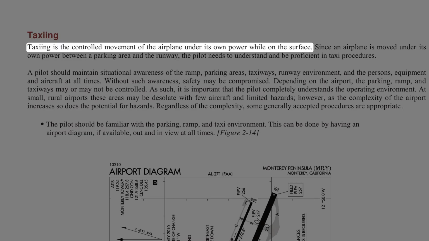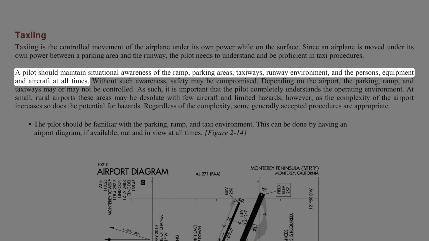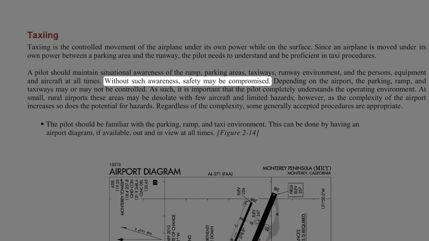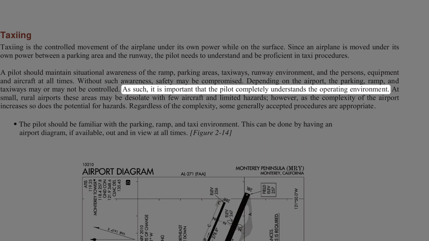Taxiing. Taxiing is the controlled movement of the airplane under its own power while on the surface. Since an airplane is moved under its own power between a parking area and the runway, the pilot needs to understand and be proficient in taxi procedures. A pilot should maintain situational awareness of the ramp, parking areas, taxiways, runway environment, and the persons, equipment, and aircraft at all times. Without such awareness, safety may be compromised. Depending on the airport, the parking, ramp, and taxiways may or may not be controlled. As such, it is important that the pilot completely understands the operating environment.